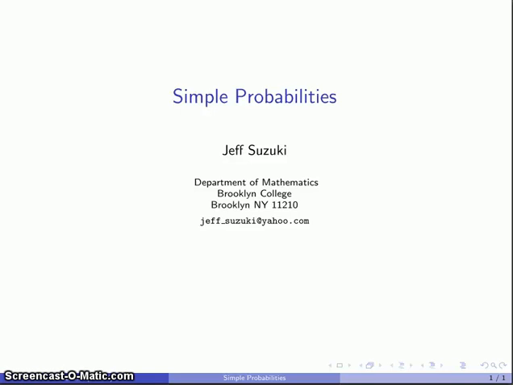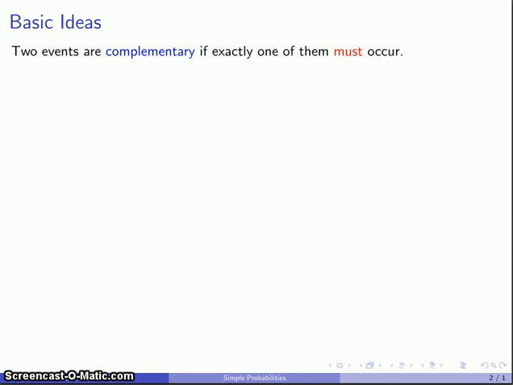Okay, so let's take a look at some calculation of simple probabilities, and in order to do that, we'll introduce some basic ideas. First off, we can have two events that are complementary. Note that is with an E, not with an I. We're not saying that they're nice. Two events are complementary if exactly one of them must occur as a result of our random experiment.